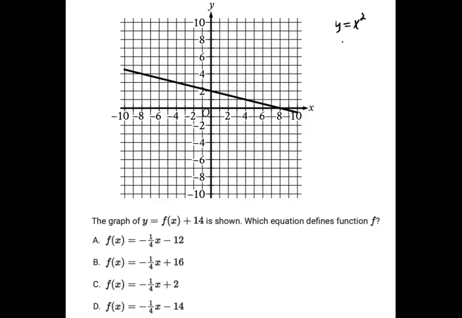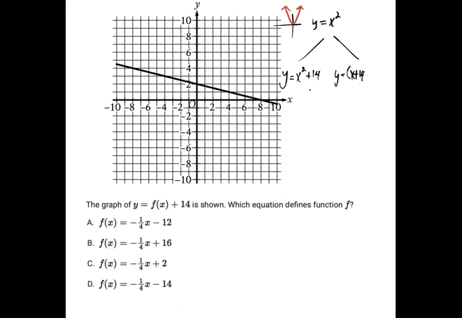So let's say we had a parabola centered at the origin, y equals x squared. The two main things that would be done to that would be to add to the outside or the inside: y equals x squared plus 14, or y equals (x plus 14) all squared. And those are the two main ways this could be translated.